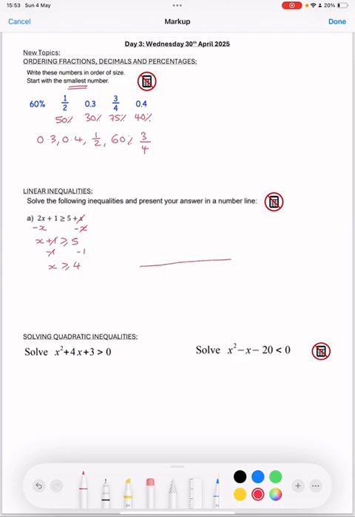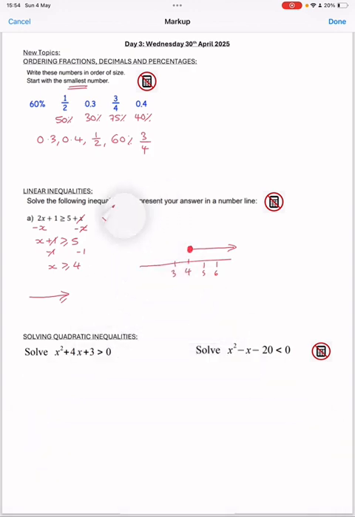And on a number line, what that means is there's going to be a circle above the 4, and because it's greater than or equal to, that circle gets coloured in. And just think, look at the sign. The sign is an arrow pointing in that direction. So I need to draw an arrow going this way. And I'll just add on a few more numbers.